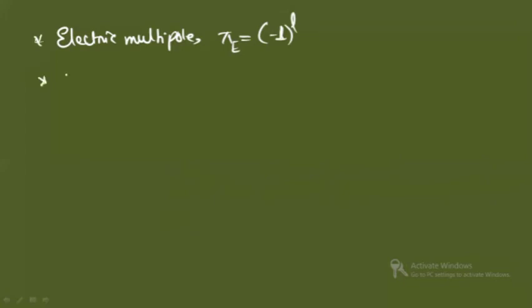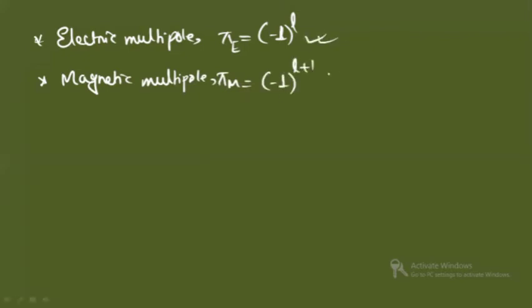Now for an electric multipole, the parity pi e must be minus 1 to the power L. And for a magnetic multipole, pi m, the parity must be minus 1 to the power L plus 1. You have to remember this. This is for electric and this is for magnetic.